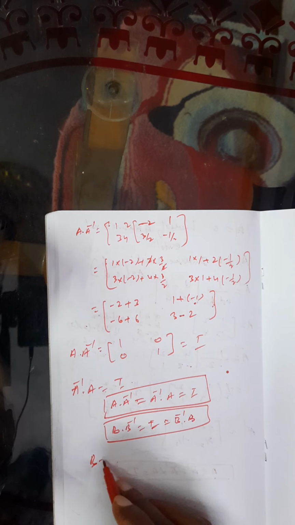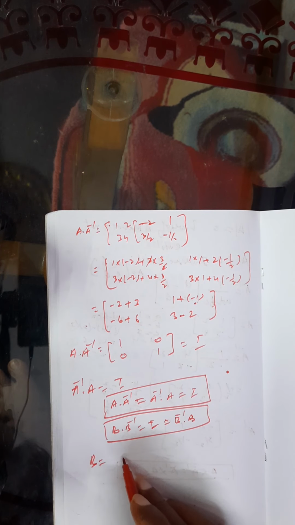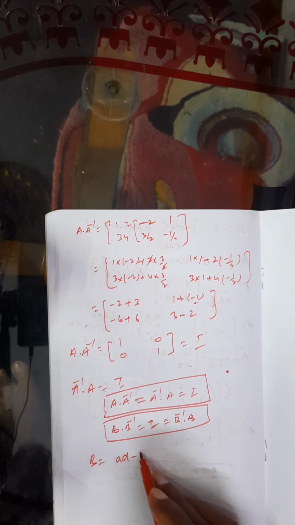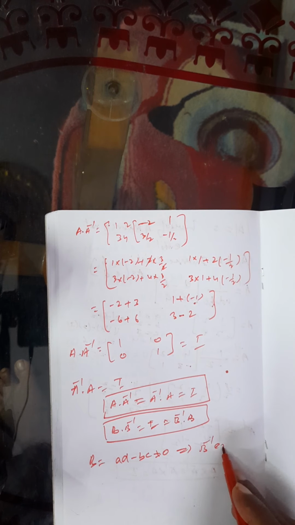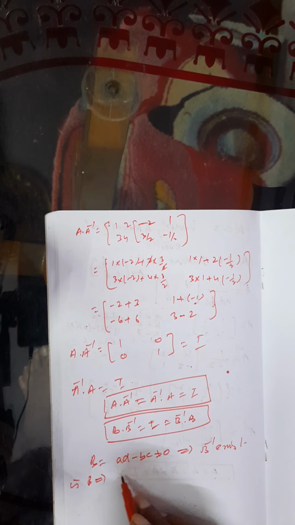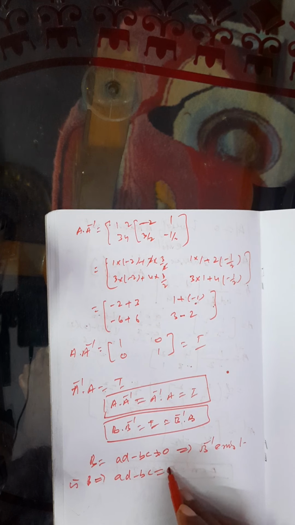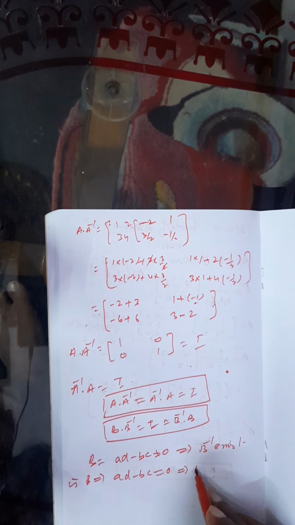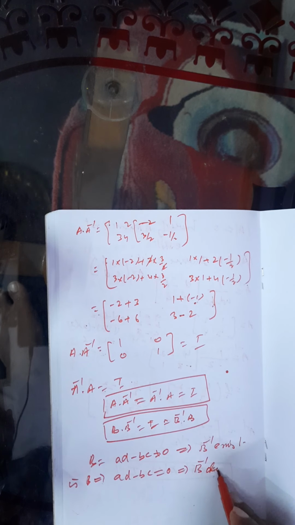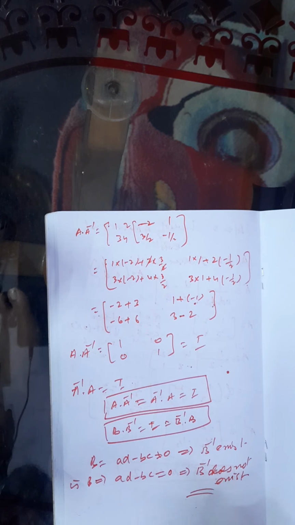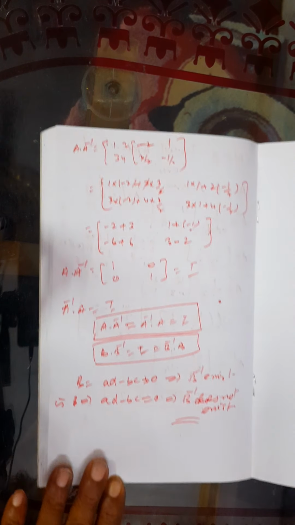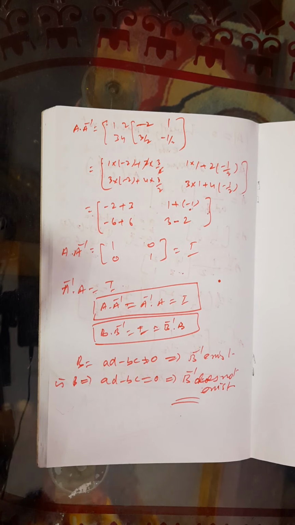And for the multiplication inverse, if B is a matrix and its inverse exists, then what is the condition? AD minus BC not equal to 0, then the inverse exists, B inverse exists. If B is a matrix, then AD minus BC equal to 0, does B inverse exist? So you have to write B inverse does not exist. So just by seeing this condition we can say whether the matrix inverse exists or not.